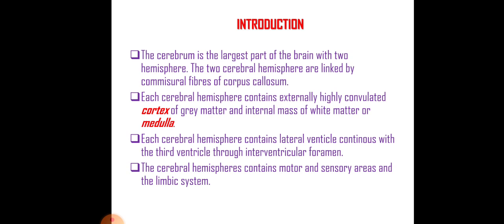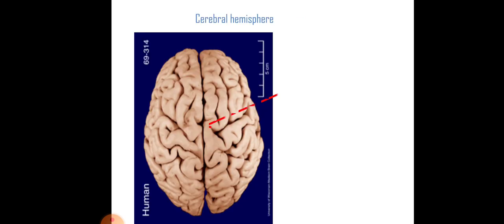The two cerebral hemispheres are linked together by commissural fibers of the corpus callosum. Each cerebral hemisphere contains an externally highly convoluted cortex of grey matter and an internal mass of white matter or medulla. Each cerebral hemisphere contains a lateral ventricle continuous with the third ventricle through the interventricular foramen. The cerebral hemisphere contains motor and sensory areas and the limbic system.